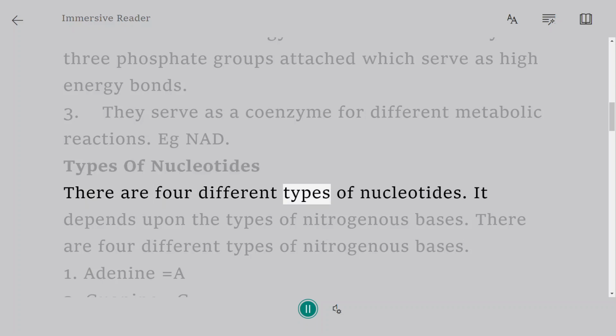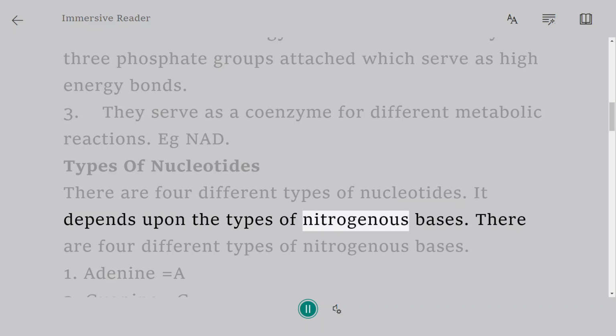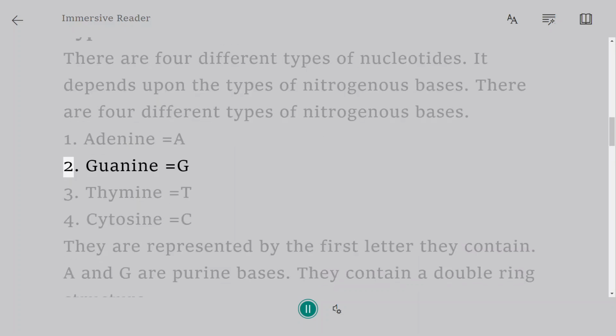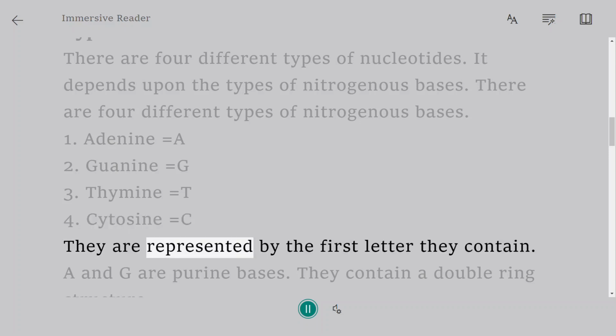Types of nucleotides. There are 4 different types of nucleotides. It depends upon the types of nitrogenous bases. There are 4 different types of nitrogenous bases: 1. Adenine, A. 2. Guanine, G. 3. Thymine, T. 4. Cytosine, C. They are represented by the first letter of their names.